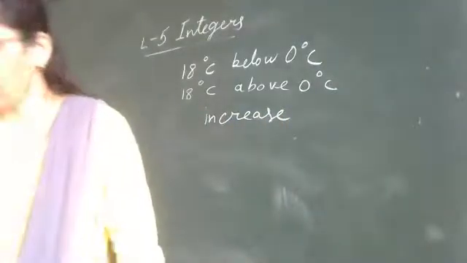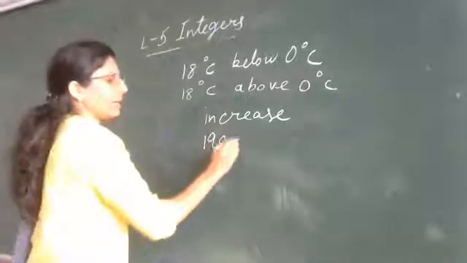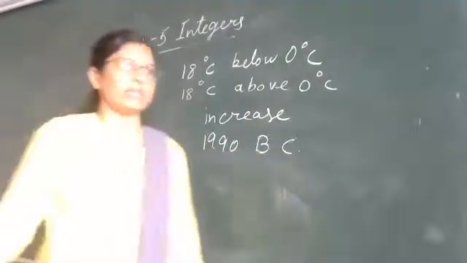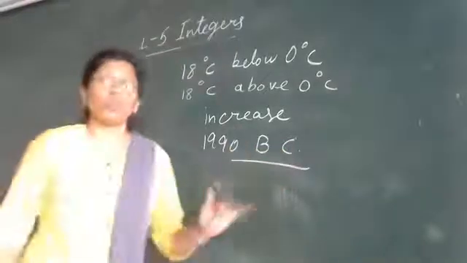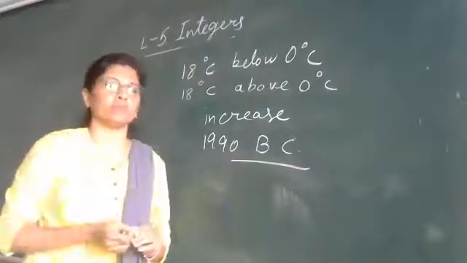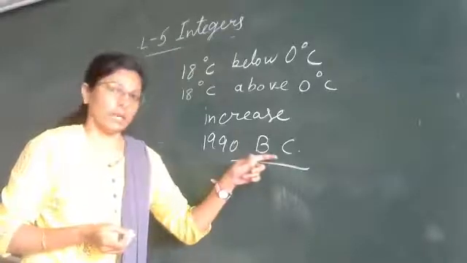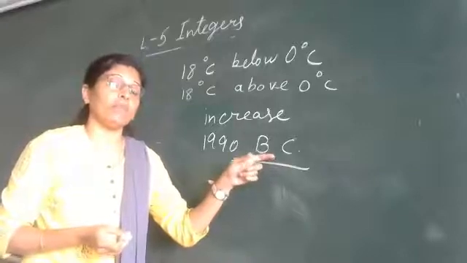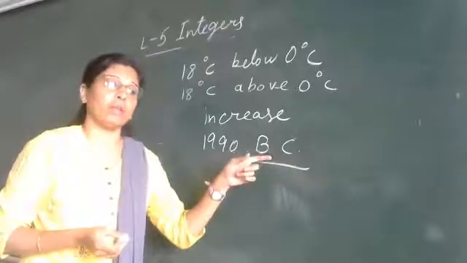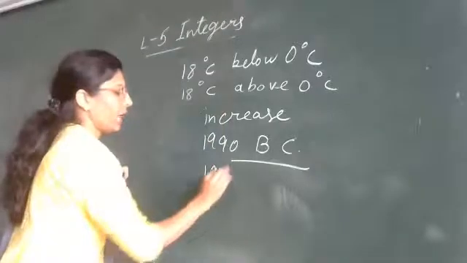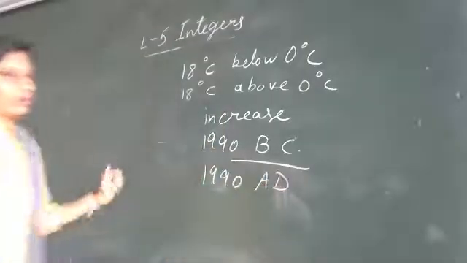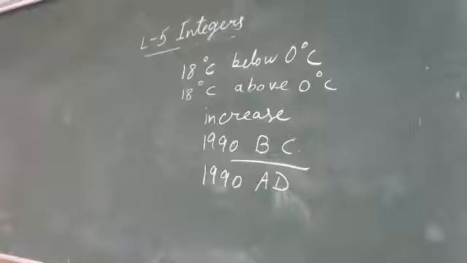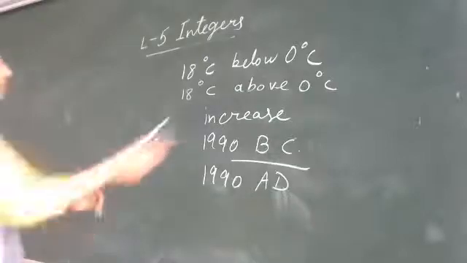Now next, 1990 BC. Now in SST and all you might have seen this. So what will be the opposite? What will be the opposite of BC? AD. 1990 AD. Okay.